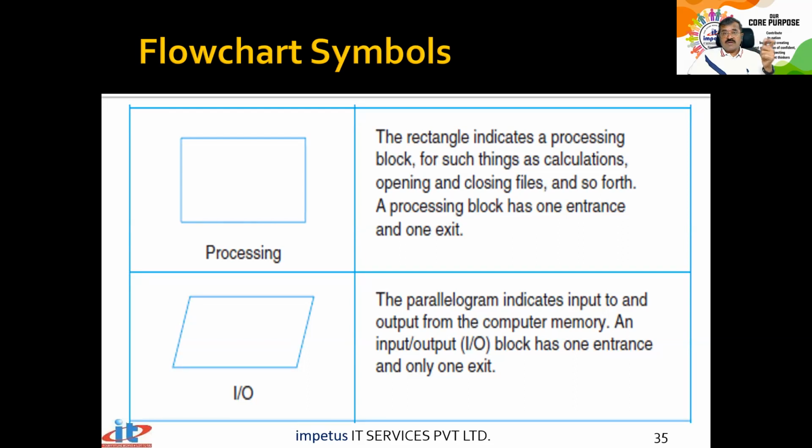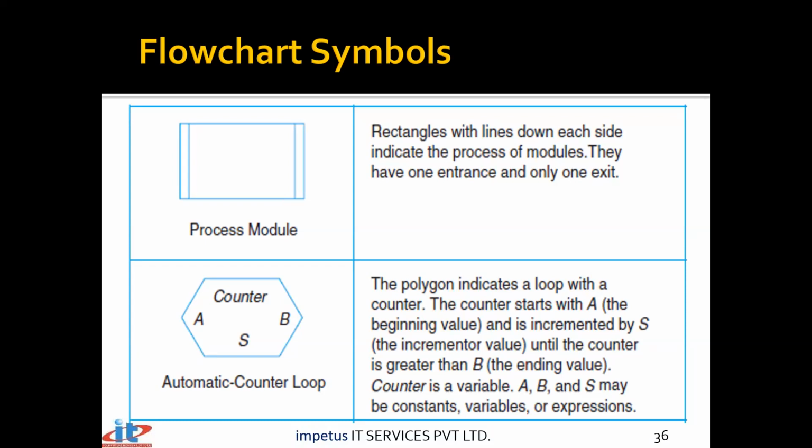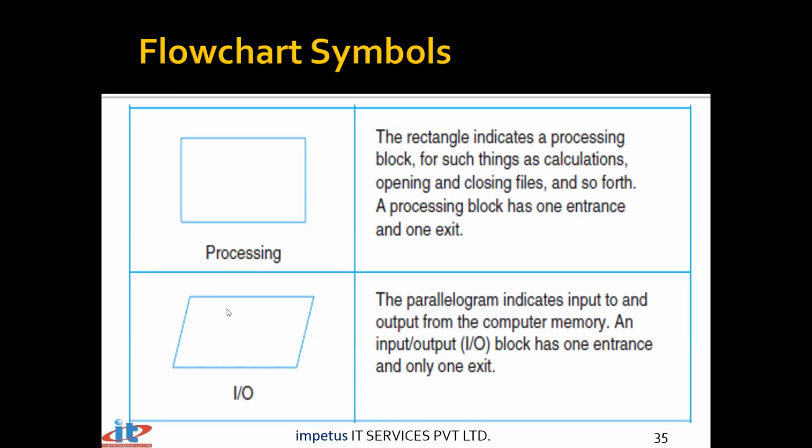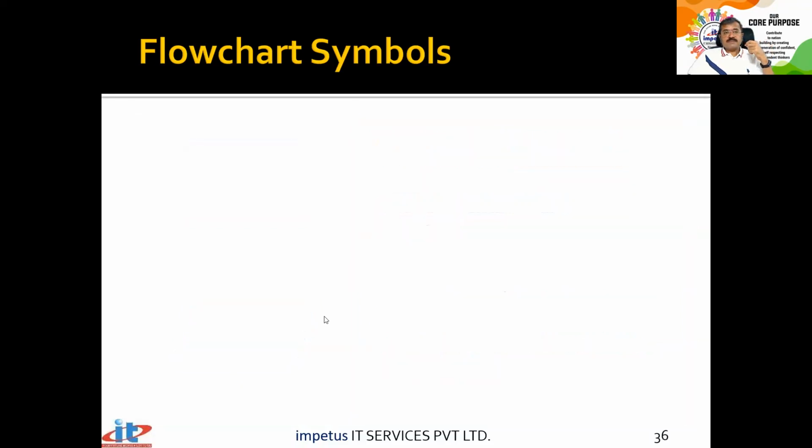Note this, because we are now going to use all of those symbols. If there is a parallelogram, that's meant for IO, input output. If there is a square or a rectangle, that's meant for process. Then if I have something like this, two vertical lines, that's a module, a function. Parallelogram is used for input or output. That will represent input or output operation.